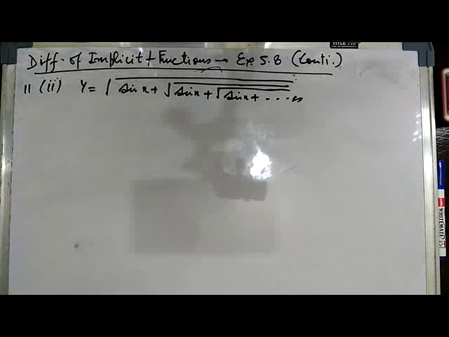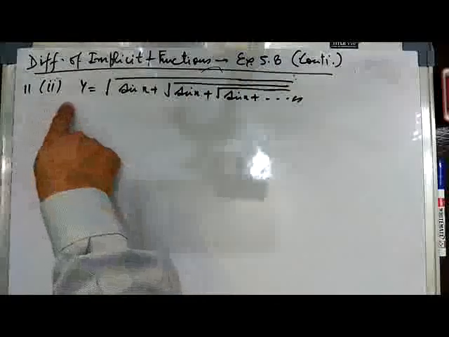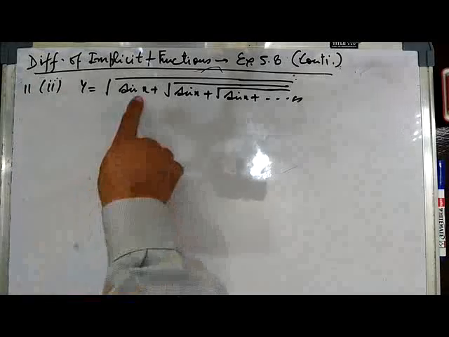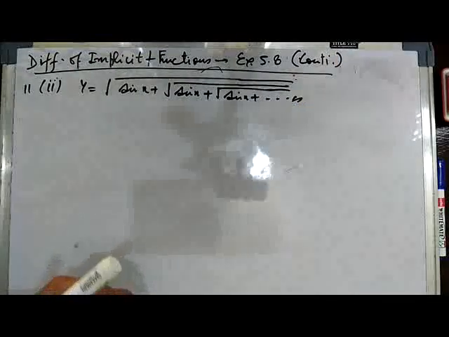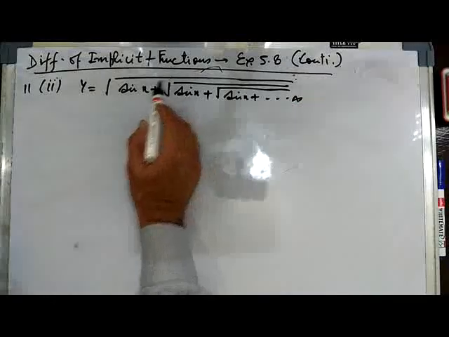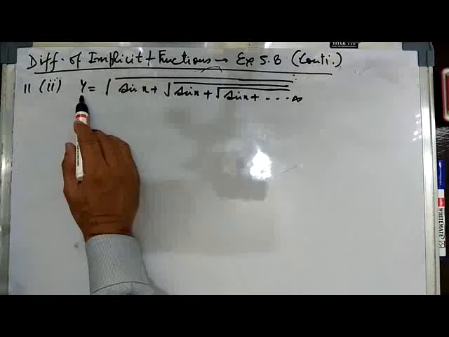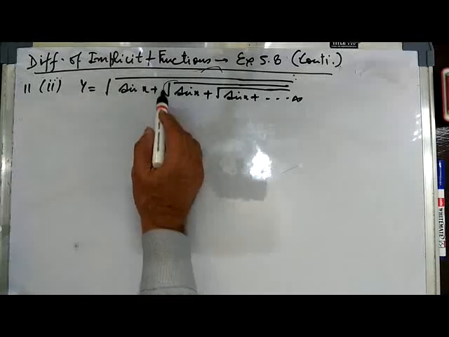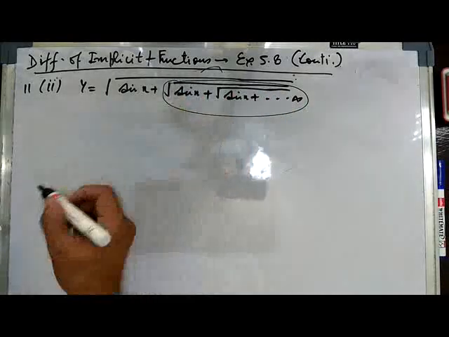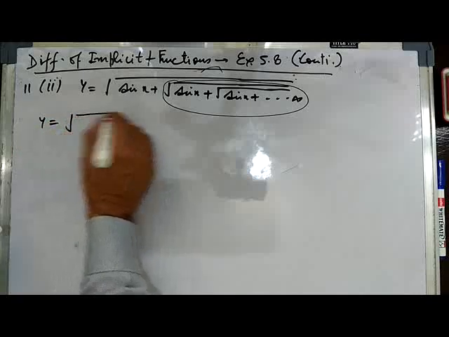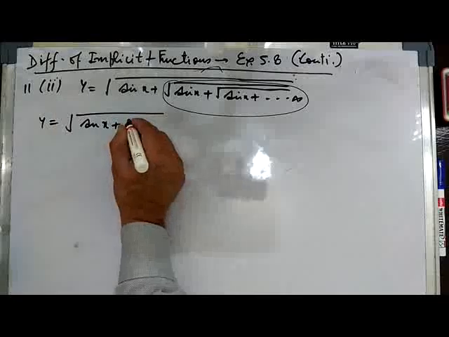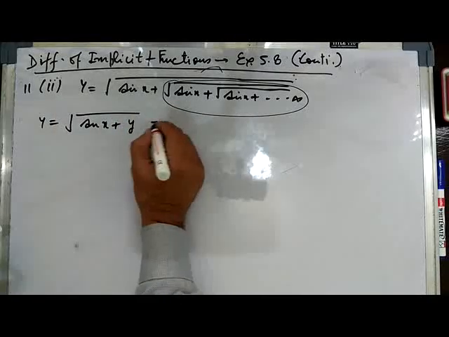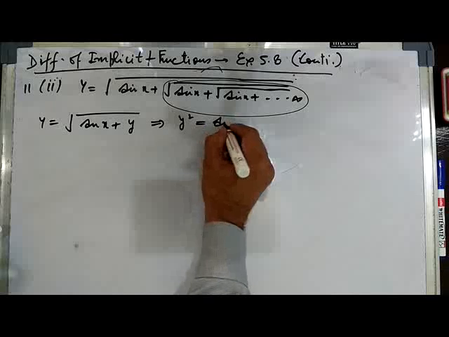We have now this question from exercise 5.8, that was 11th, second part. y equals square root of sin x plus square root of sin x plus square root of sin x inside, continued for infinite terms. So what we do, since all this structure is like y, from here we can summarize this as y equals square root of (sin x plus y), because this is looking like y, so this place can be replaced by y. Now we can square on both sides.